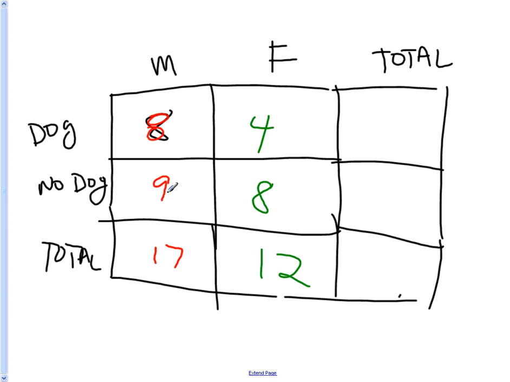Across the top, I can go 8 and 4 makes 12. 9 and 8 makes 17. And 17 and 12 makes 29. So there's obviously 29 of you in here right now. Okay, this is called a contingency table. And you can do probabilities based on these. This is meant to be just a quick lesson on this because this stuff goes pretty easy.